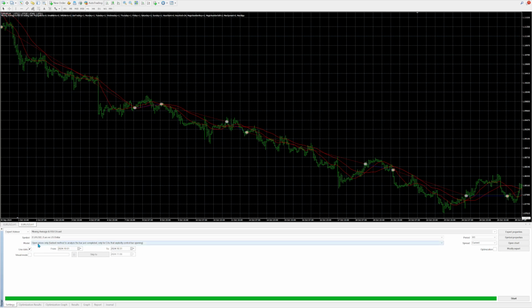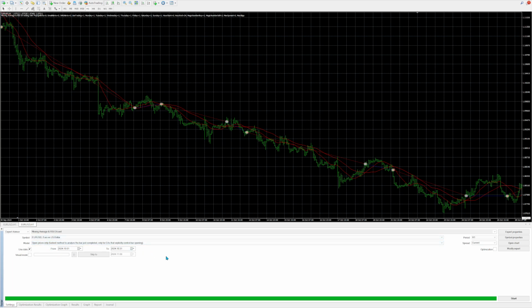So for the testing model, we can run open prices only to begin with. This is because the EA uses indicator open prices for the calculations. However, once you find some good settings, you might want to switch to every tick, where the strategy tester will use intra-bar prices, which can be important for stop loss, take profit, break even, trailing stop, spreads, etc. But we'll use open prices to start.